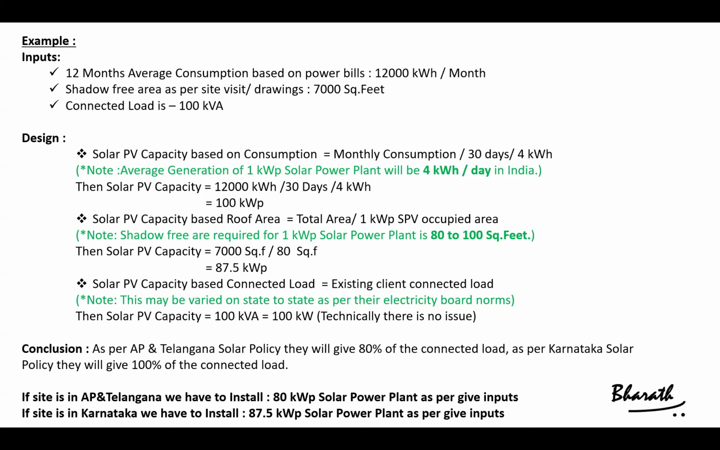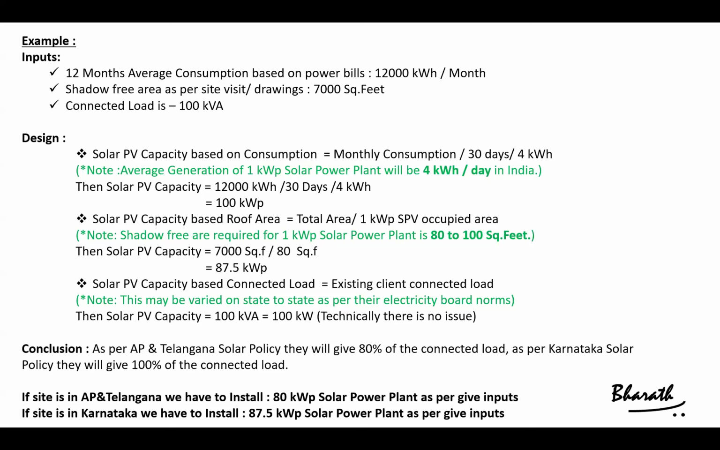The school is consuming an average per 12 months of 12,000 units, and that school has a 7,000 SFT shadow free area. And that school has a connected load of 100 kVA. So these are the inputs you got from your school, for example.